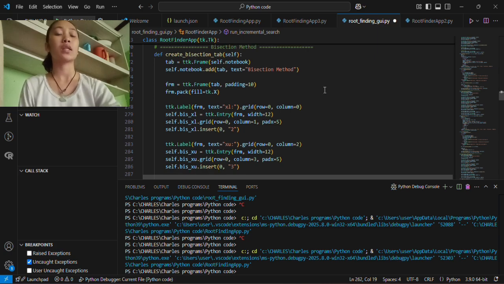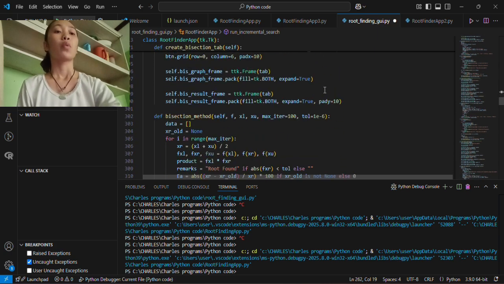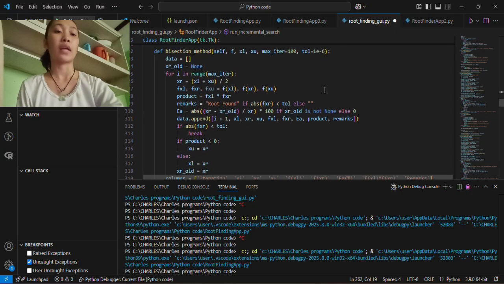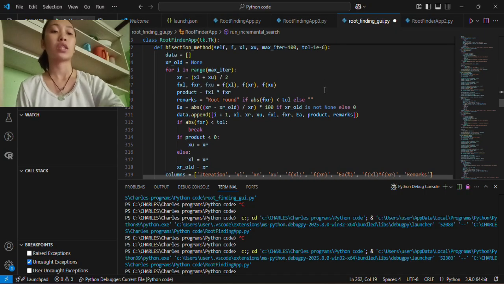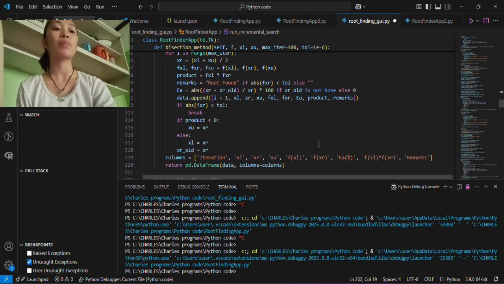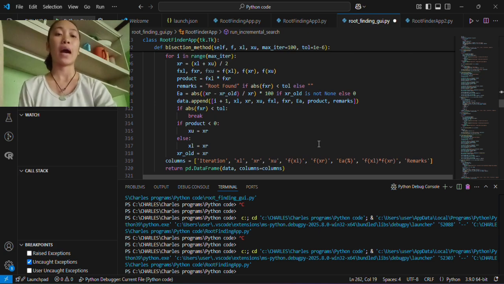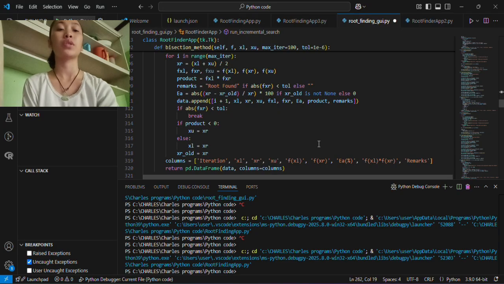You have a bracket x of L and x of u where f of x L and f of x u have opposite signs. Bisection finds the midpoint xr equals x of L plus x of u divided by 2. It checks which half contains the root by testing signs. It then replaces the bound with the midpoint to shrink the search interval by half. This repeats until the error is small or the function value is near zero.